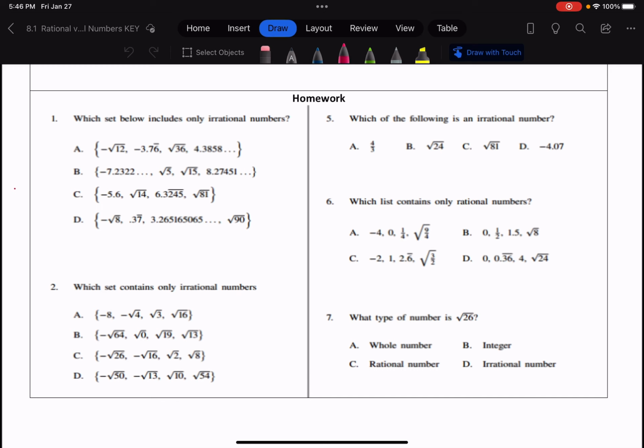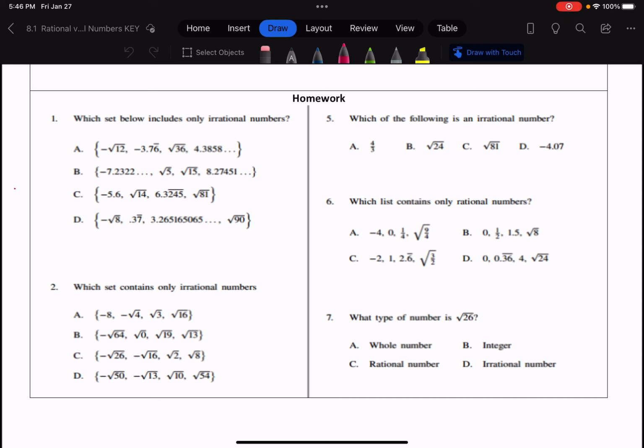So I know they're kind of hard to see, so I apologize for that. But this first question is, these are all multiple choice questions, and it says, which set below includes only irrational numbers? So we're looking for things without terminating decimals, without repeating decimals. Irrational numbers are some square roots that don't simplify.